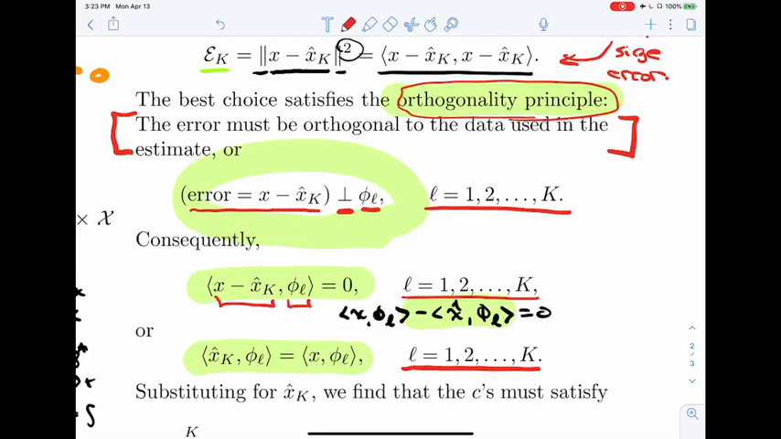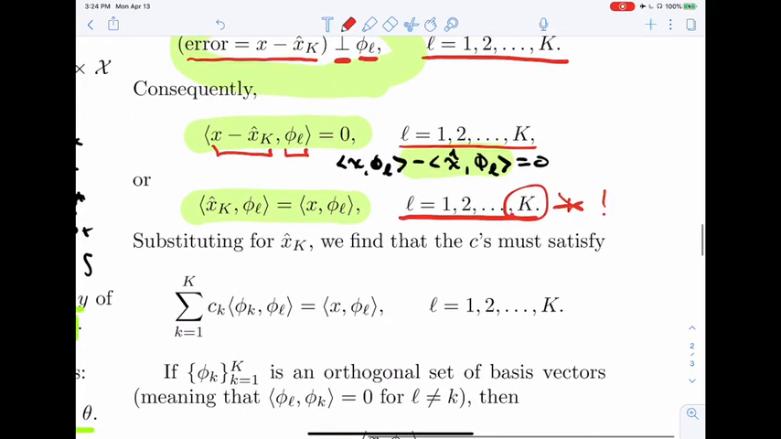There are cap K equations at this point. This orthogonality principle, that the error has to be orthogonal to the data, results in a total of cap K constraints, cap K equations that I need to satisfy. Well, guess how many unknowns I have? I have cap K unknowns, the c sub k's. So the hope, and what does happen, is that I should be able to solve these cap K equations in the cap K unknowns.